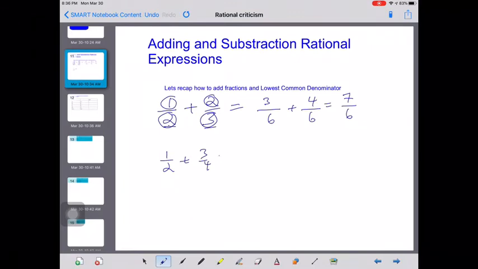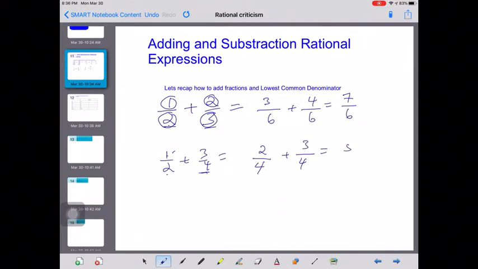1 over 2 plus 3 over 4. Now in this case, the lowest common denominator may not be the product of 2 and 4. For 6, we got 6 from 2 times 3, but in this case, 2 times 4 is 8, but 8 is a common denominator, it's not the lowest. The lowest number that 2 and 4 can go into is 4. 4 can go into 4 one time, whereas 2 can go into 4 twice. So basically, 2 doubles, so therefore 1 has to double, whereas this fraction here stays the same. So now you can just add the two numerators.